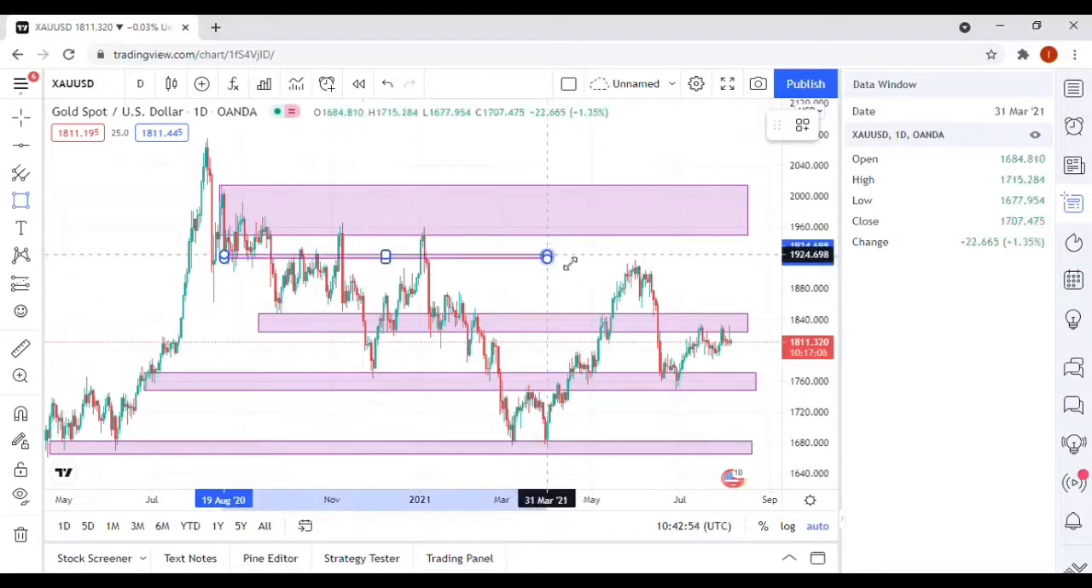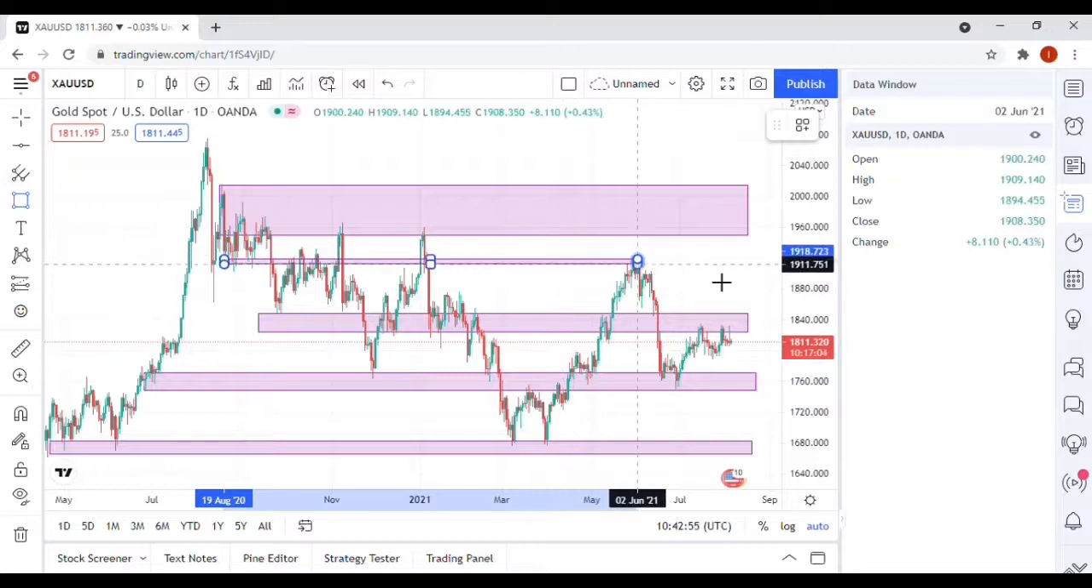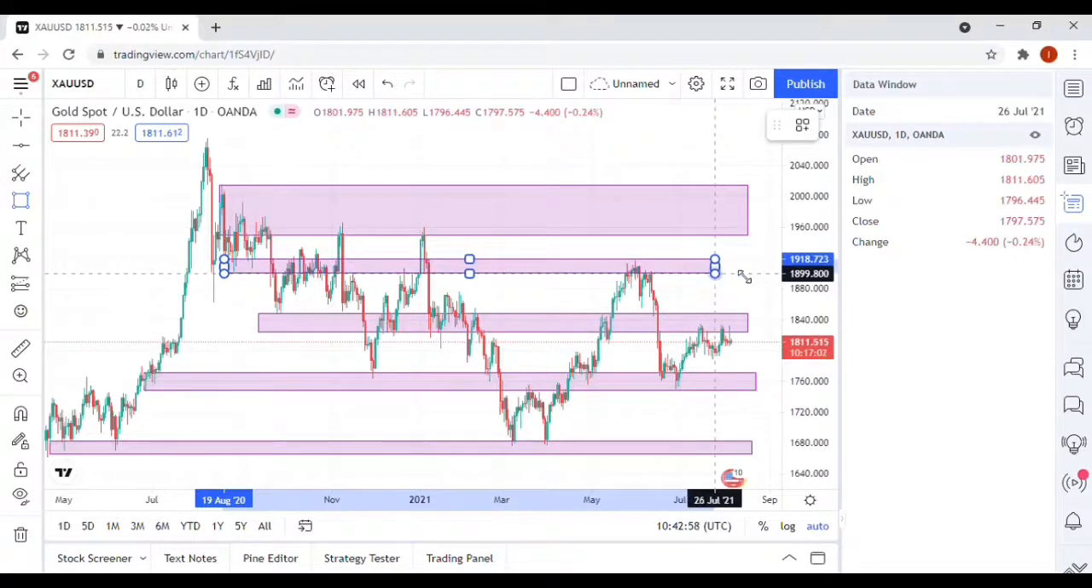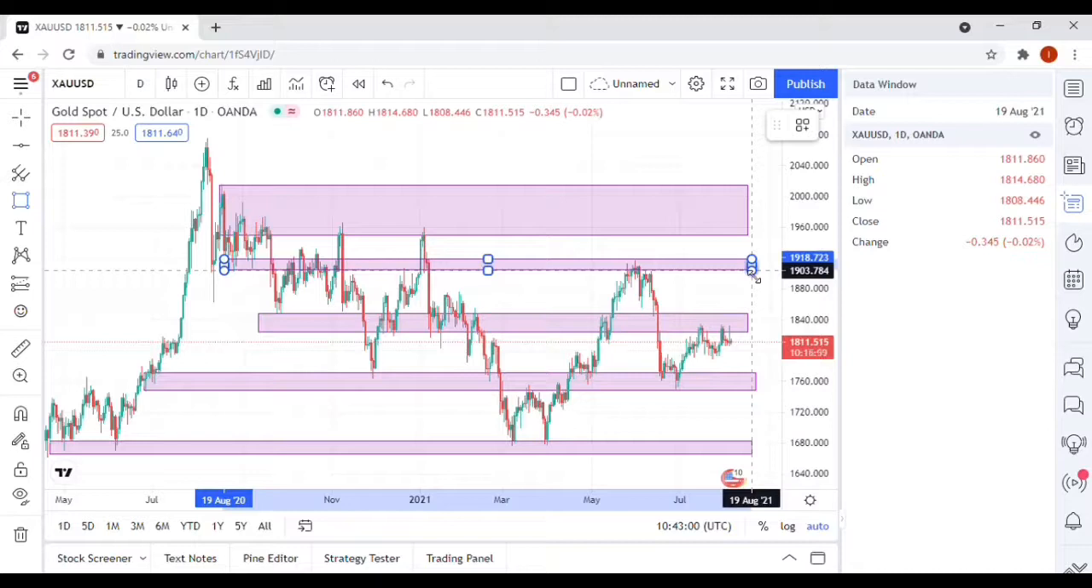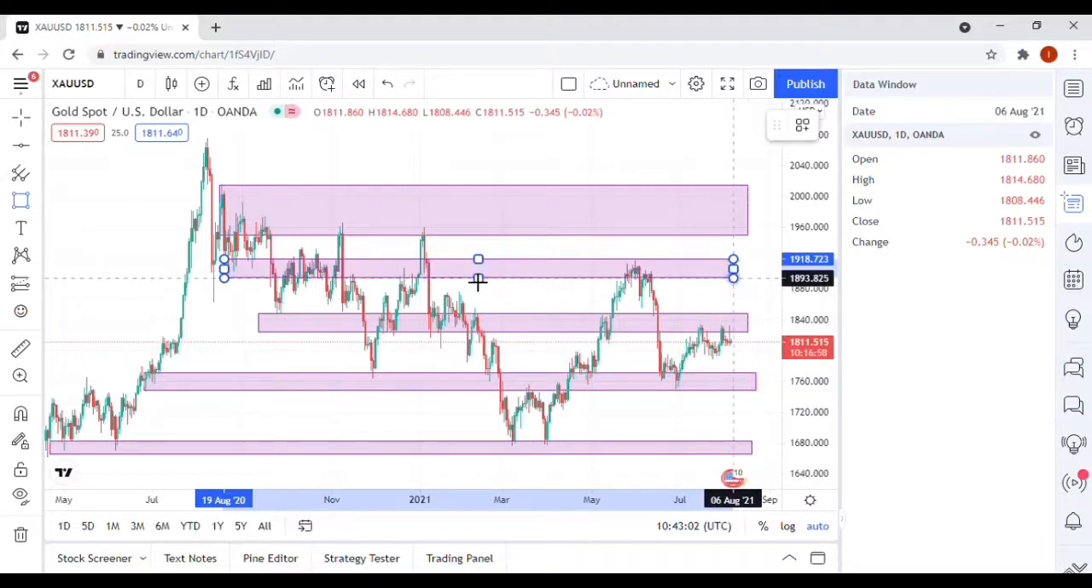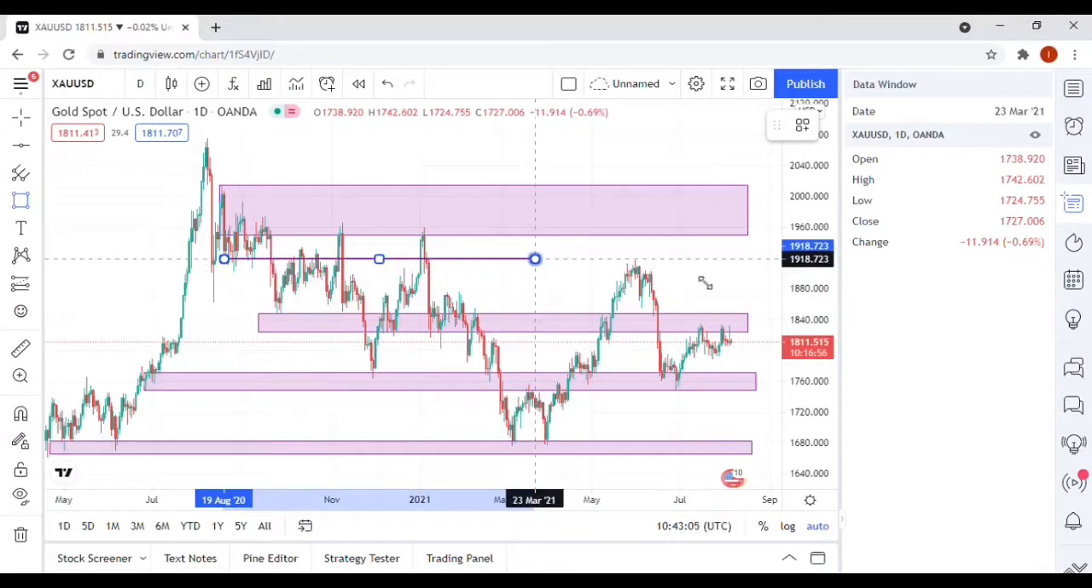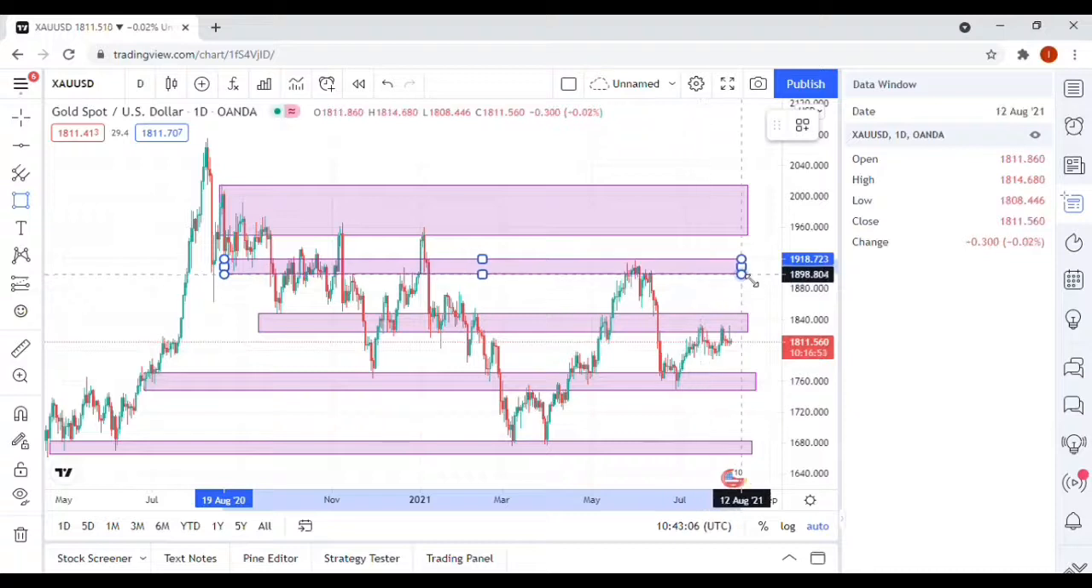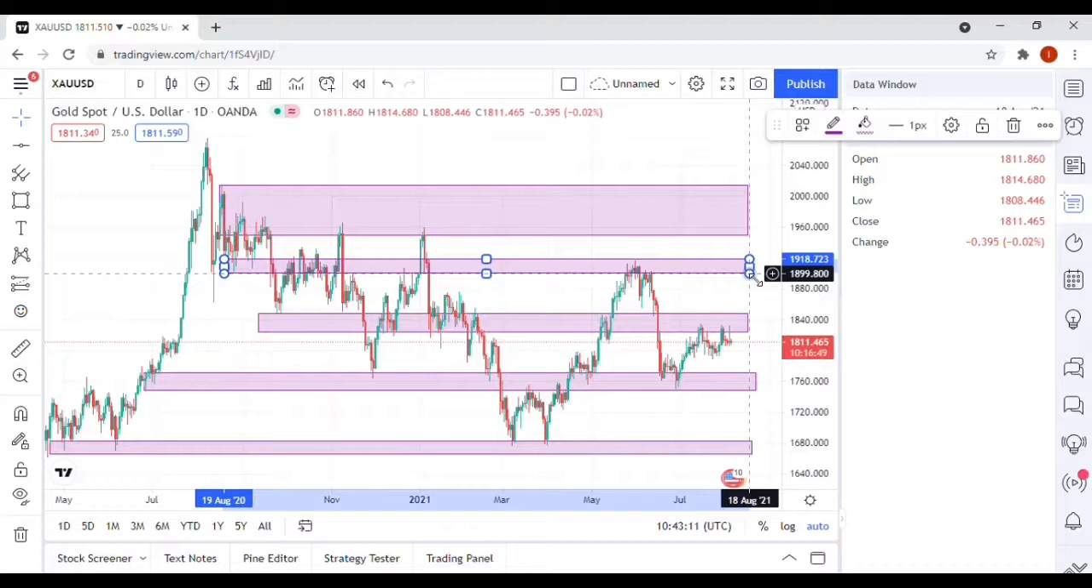But it would be counterproductive to draw this many supply zones. It depends on the type of trading strategy you will be using. Obviously, these zones will be violated at some point or another. But I'm just basically showing you how to identify supply and demand zones in your chart.